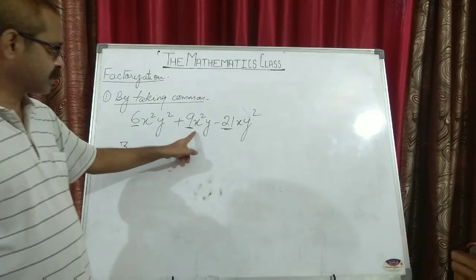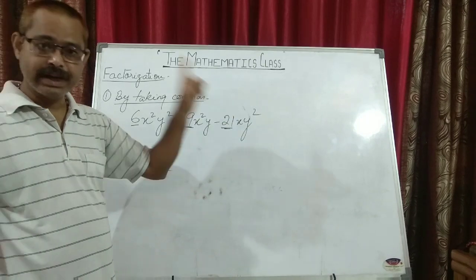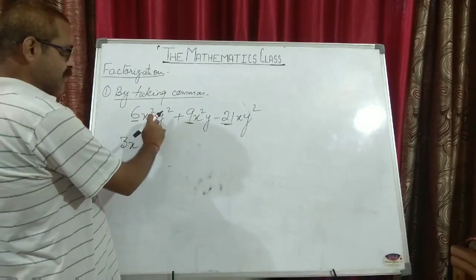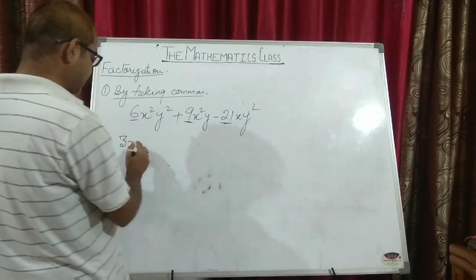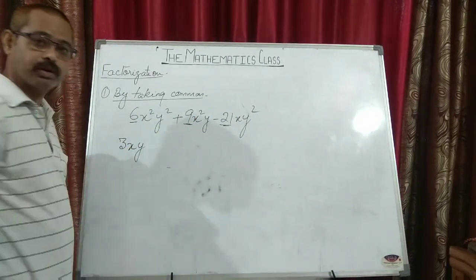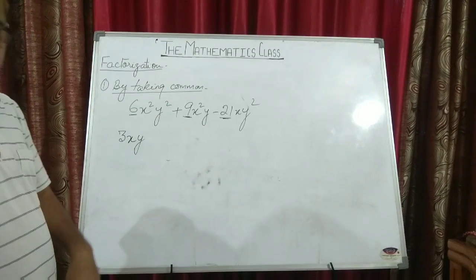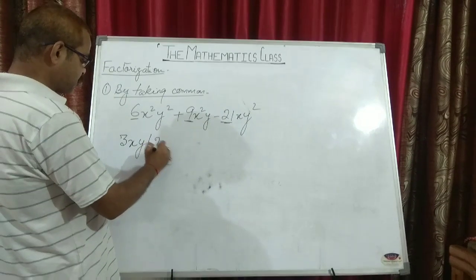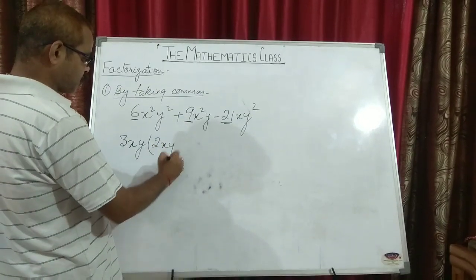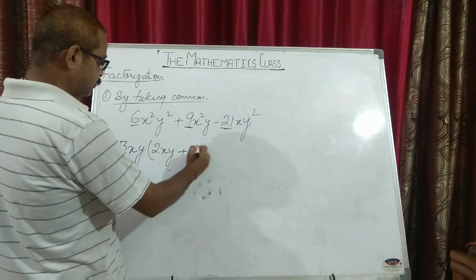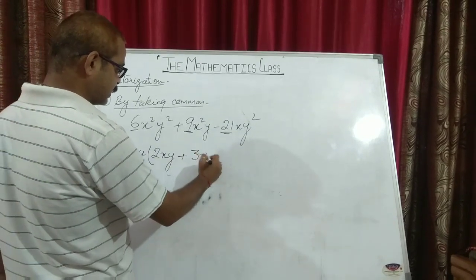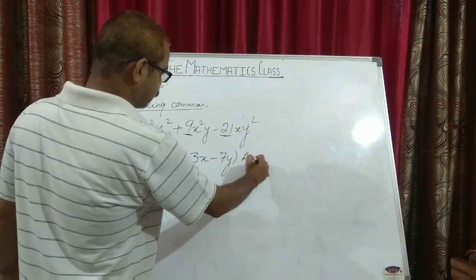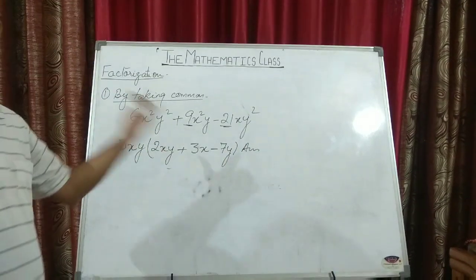X square, x, x. It means we can take x common from all the 3. Now y square, y square, y. It means we can take y common from all the 3. Now nothing is left to be taken common. So 3xy in bracket, 3 2s are 6 so 2xy plus 3 3s are 9 so 3x minus 3 7s are 21 so 7y. That is the final value.